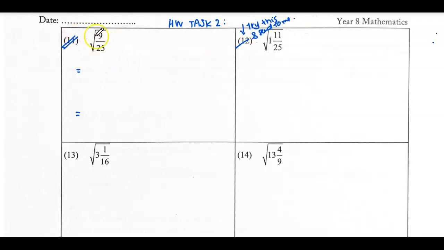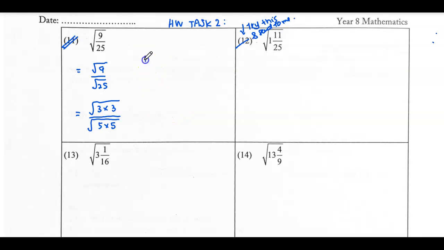If the question, like number 9, is 9 over 25 square root, this means square root of 9 over square root of 25, which also means square root of 3 times 3, because 3 times 3 is 9, over 5 times 5. So, alright, square root.